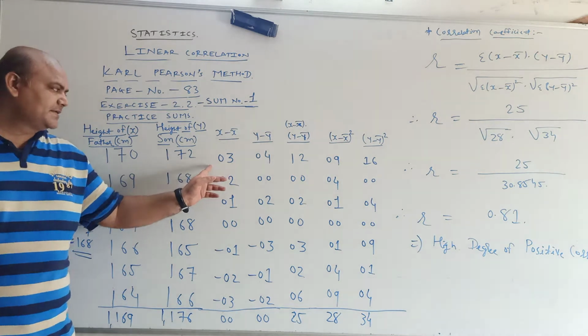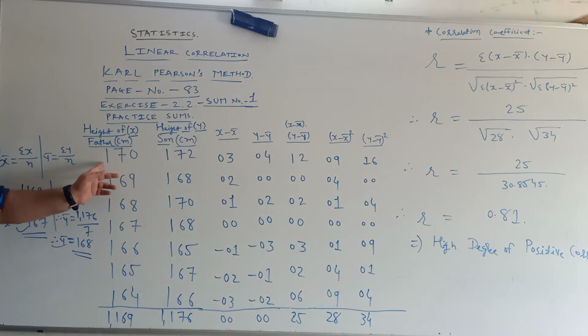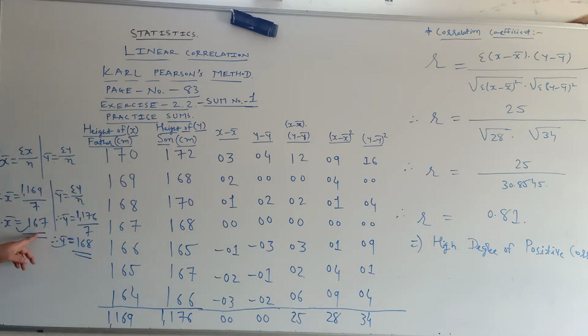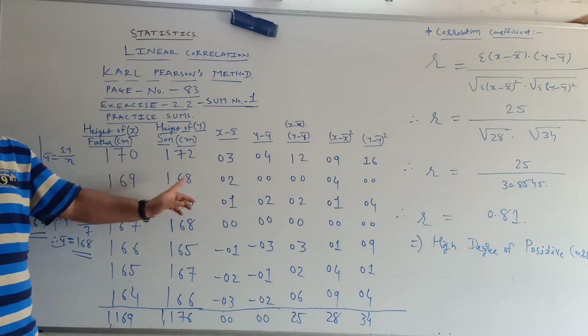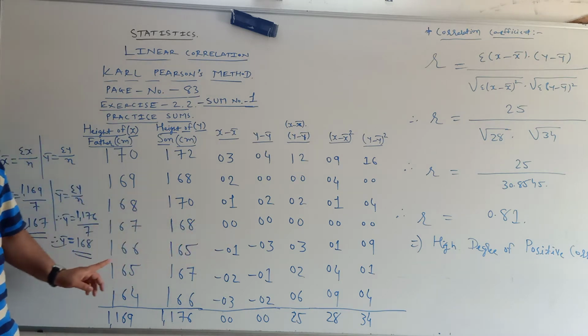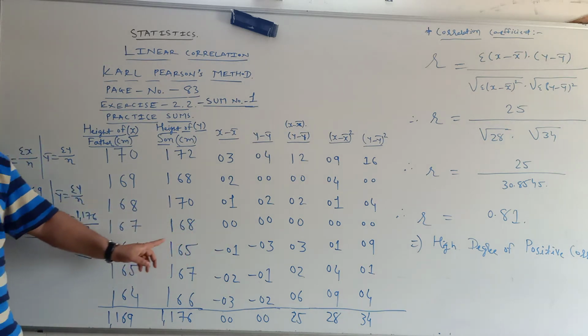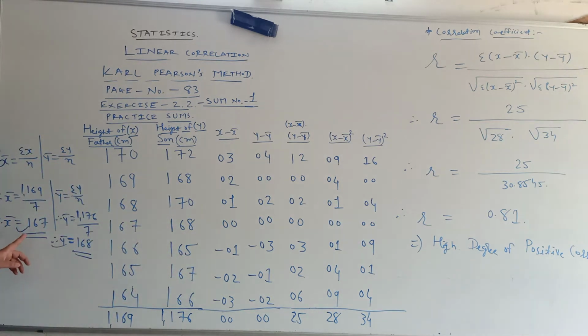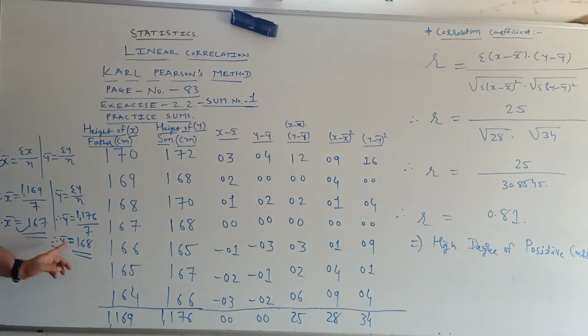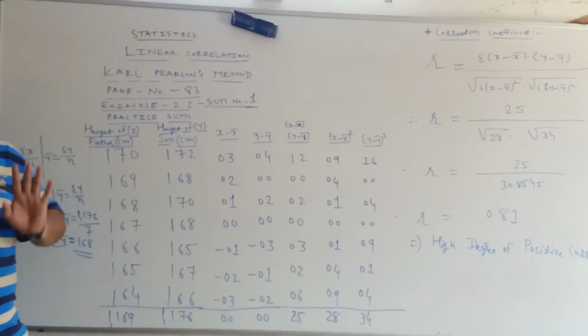See, here it is. From all the values of x, we have to deduct x bar. 170, the first value of x, minus x bar 167, that is 3. 169 minus 167, the answer is 2. 168 minus 167 is 1. 167 minus 167 is 0. 166 minus 167 is minus 1. 165 minus 167 is minus 2. And 164 minus 167 is minus 3.